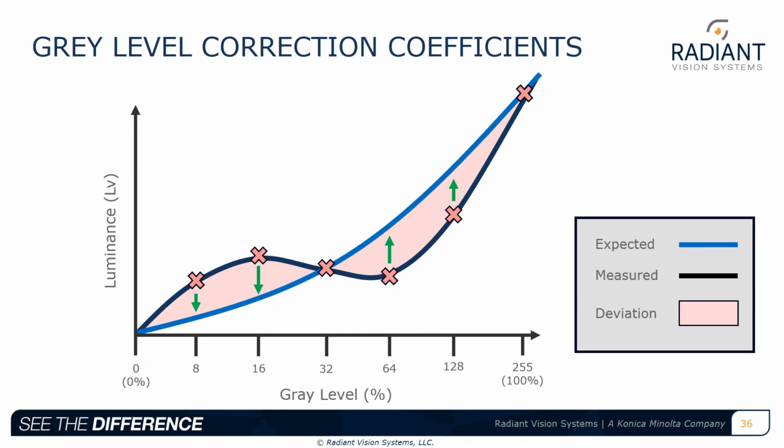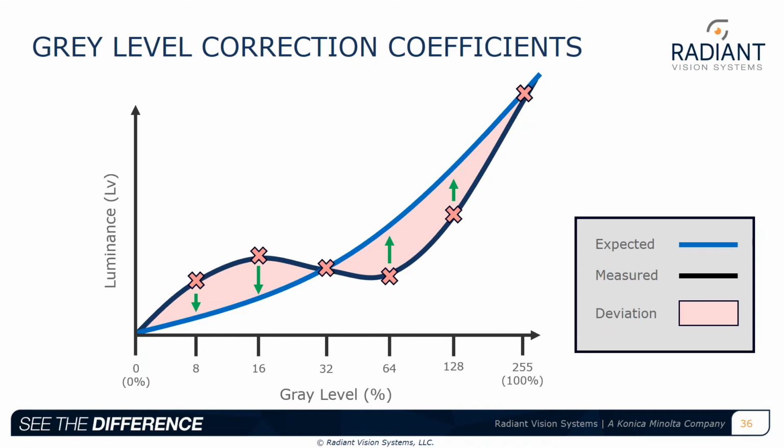Here is an example of the software calculation of the measurement of the pixel and the effect that the correction coefficient is attempting to produce. The light blue curve represents the expected response of the pixel. Ideally, we want all pixels in the display to share this response. The red X's represent our measurement points.